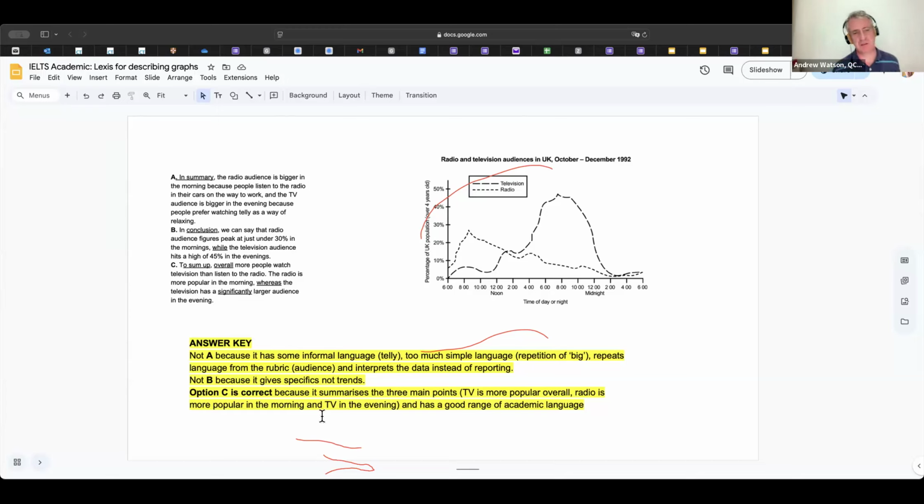It can't be B because it's giving specifics, not trends, right? And we need an overview that summarizes the 3 main points. One, that TV is more popular overall; radio is more popular in the morning; and TV in the evening. And it has a good range of academic language.